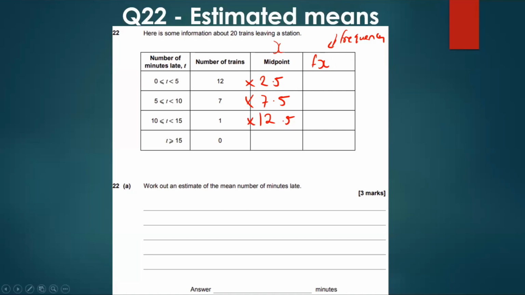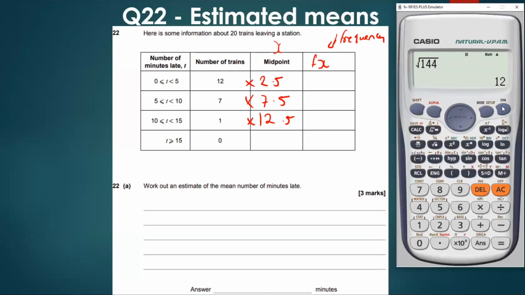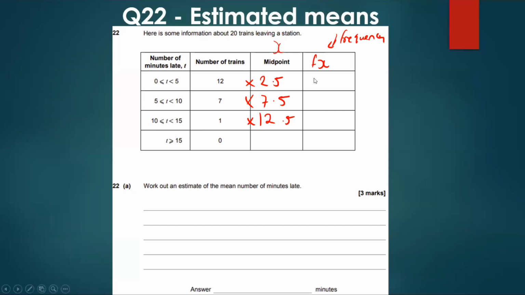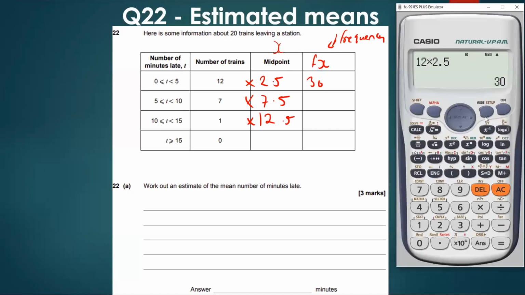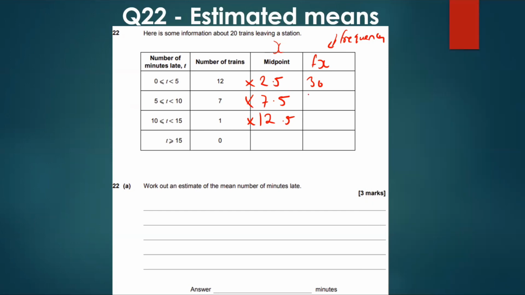So 12 times 2.5, I'm going to do this on my calculator. 12 times 2.5 is actually 30. Then 7 times 7.5 is actually going to be 52.5. And then 1 times 12.5, we know that's just 12.5.